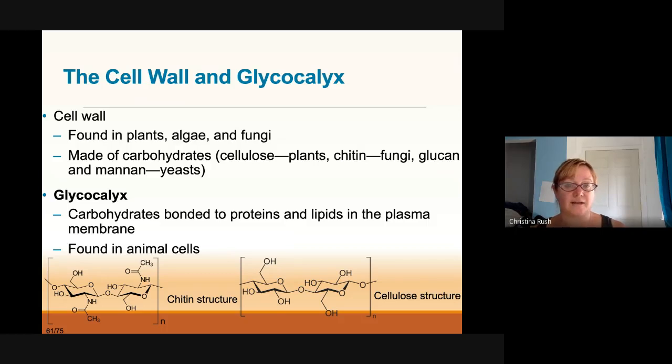The glycocalyx of a eukaryote includes carbohydrates bonded to proteins and lipids in the plasma membrane, and it's found in animal cells. It's sort of a new science, looking at the glycocalyx of animal cells, and it's a really interesting field with a lot of cell signaling involved.